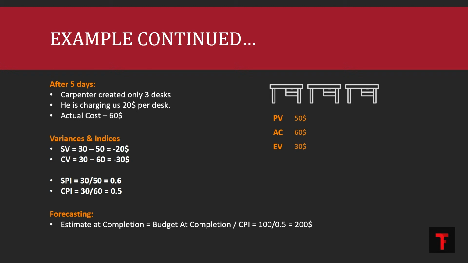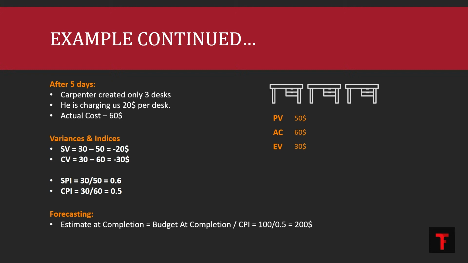So the equation can be written as estimated completion is equal to budgeted completion divided by CPI. So how much did we budget? We budgeted for the entire 10 desks $100. So that's what budgeted completion is. And the CPI value we already know, which is 0.5, so 100 divided by 0.5. Straight away we are getting the value $200.